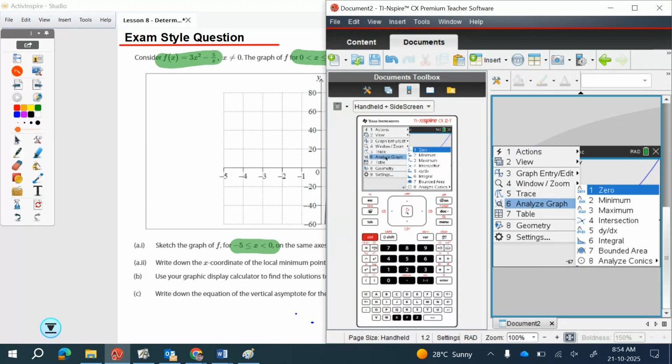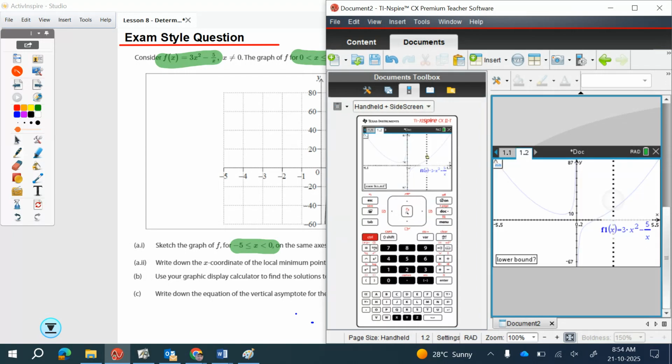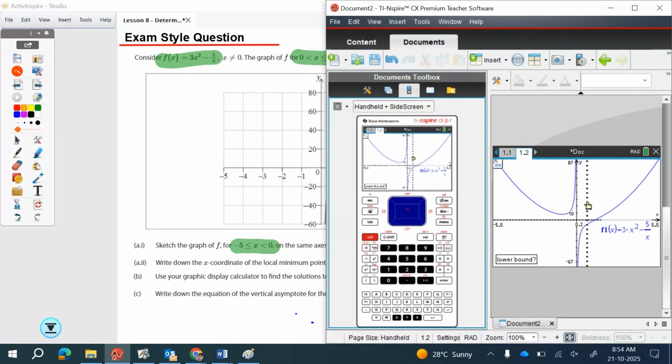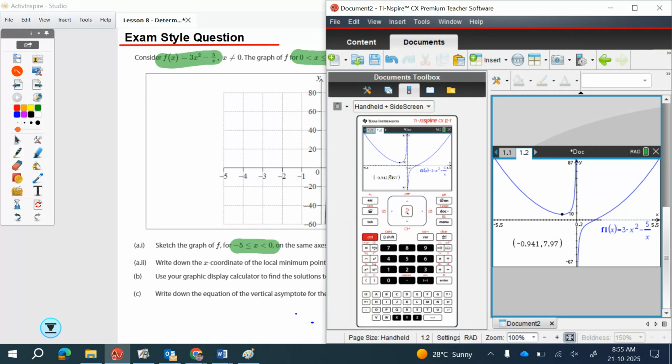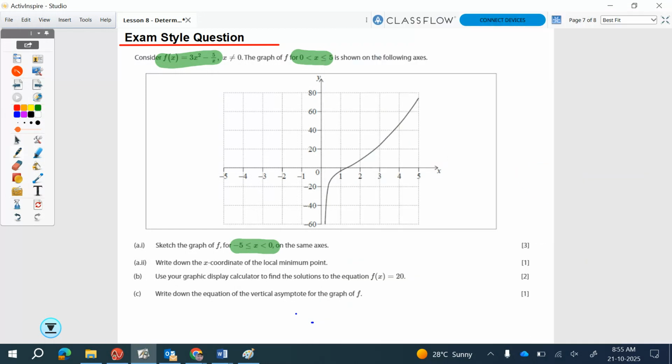So I missed because I went too far over. In my lower bound, I need to be a little bit more precise on this one. I want to be somewhere between here and here, a minimum of this. So I've got a minimum marked here, at minus 1 comma 10-ish. We'll do this for our sketch. So at minus 1 comma 10-ish, we have our minimum.